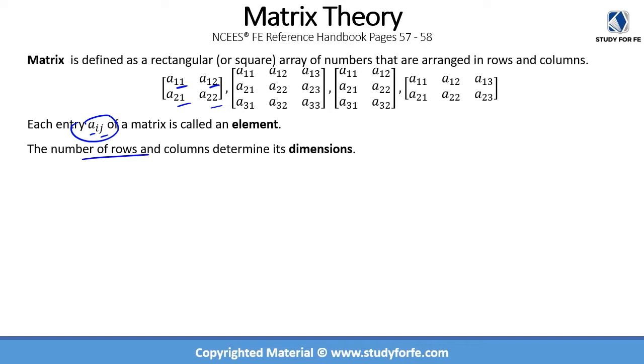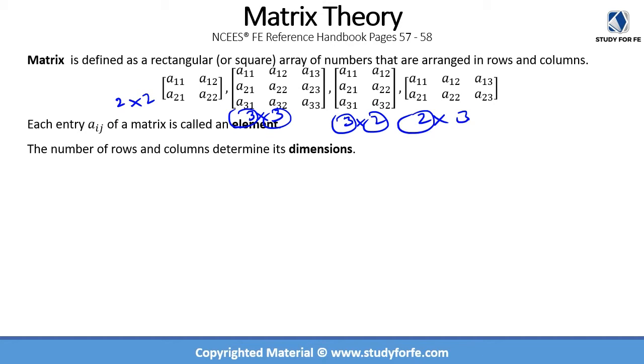The number of rows and columns in a matrix determine its dimension. For example, over here we have 2 rows and 2 columns, so it's a 2 by 2 matrix. We have 3 rows and 3 columns, it's a 3 by 3 matrix. The first number represents rows and the second number represents columns. Over here we have 3 by 2 because the number of rows is 3 and the number of columns is 2. And over here we have 2 by 3 because the number of rows is 2 and the number of columns is 3.